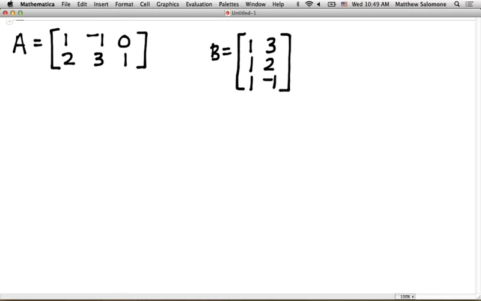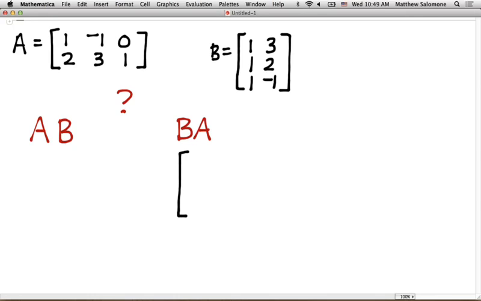So here's a pair of matrices. If I want to take the product of these two matrices, then my question to you is, should I multiply A times B, or should I multiply B times A? Or are they both okay? B times A. Let's write that.